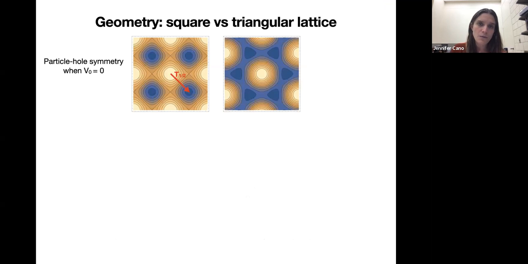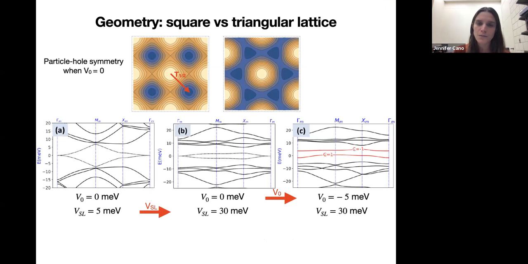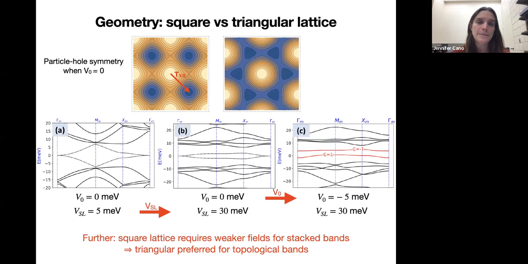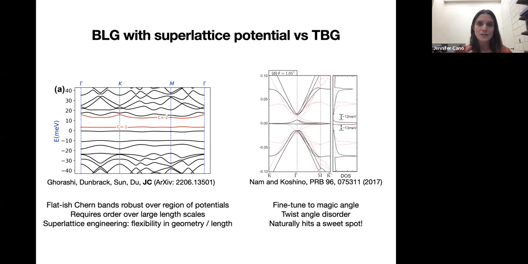And so let me just make one final comment, which is it seems like the triangular lattice is better than the square lattice for realizing these phases. I don't exactly know why they have different symmetry properties. The square lattice has an extra particle hole symmetry just from its geometry, but it's not clear to me why that would influence the topology. So it seems like triangular lattice is the way to go. So I think that these superlattice potentials give an interesting new platform, which should be compared to twisted bilayer graphene.